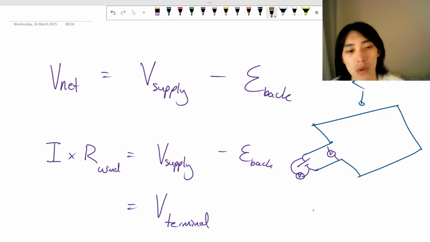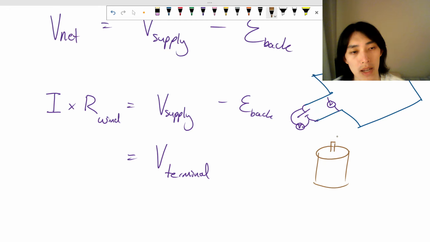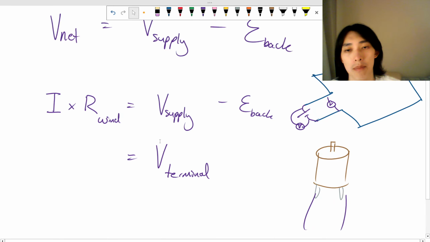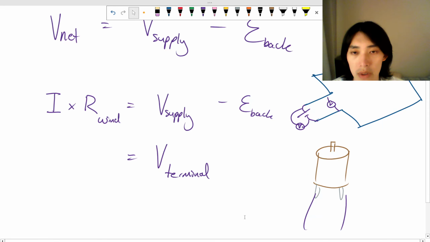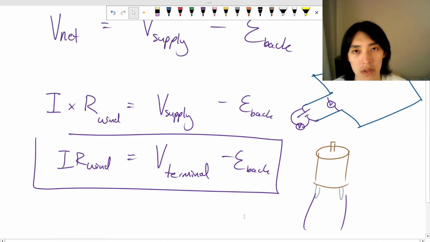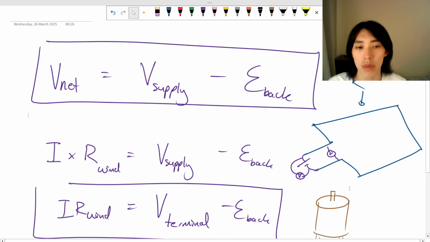So a real life motor looks something like this, a bit like a cylinder, and then there's a little kind of knob coming out, and then there are two terminals here, and you would hook up a wire to this terminal. So the V supply and V terminal are very similar. We'll go through one small difference between them very soon. But just before we do that, this is our new equation. It is, as you can see, identical in the source to this equation. It's just expressed in a different way.